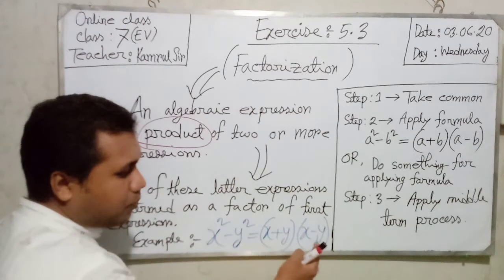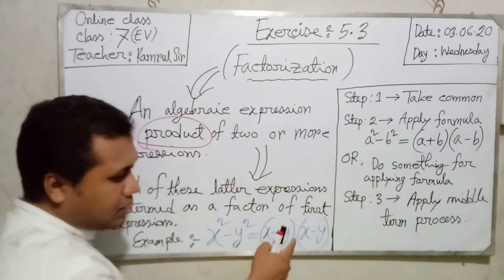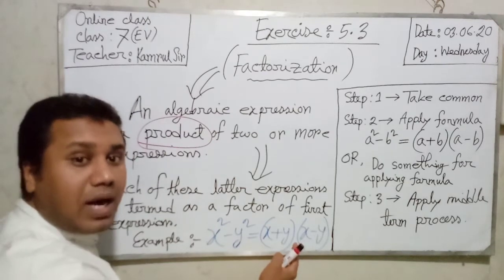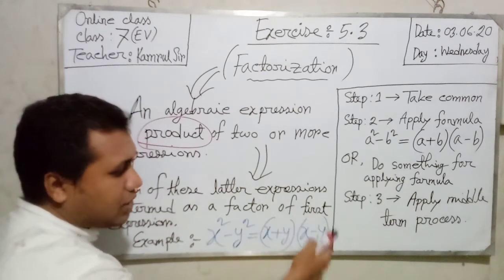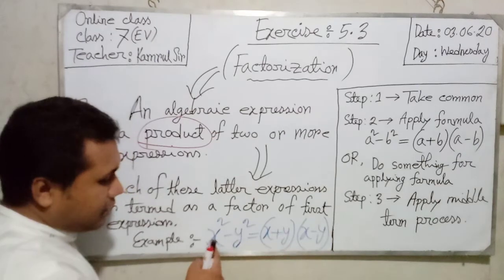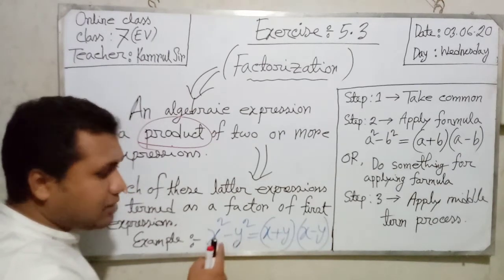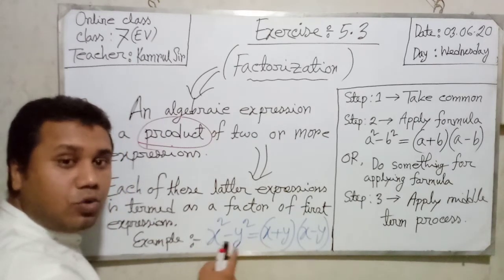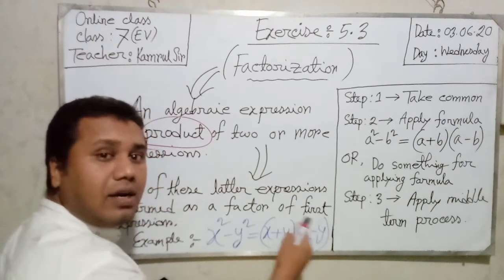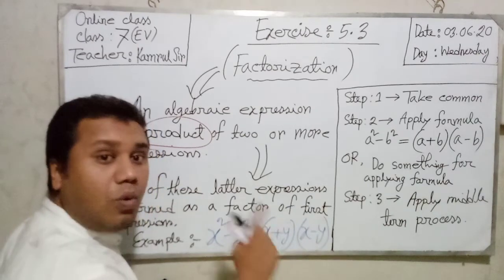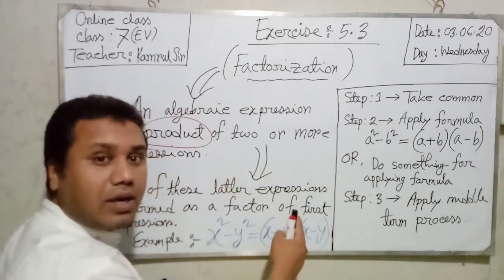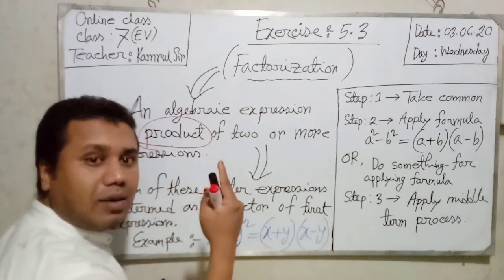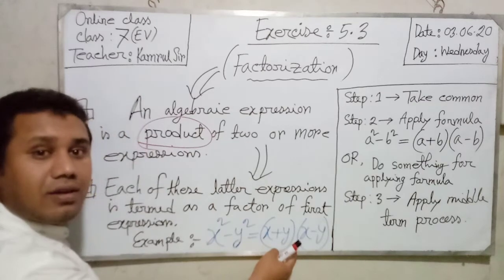Now look, this is the product of these two, because in this place there is a dot, that means a multiplication symbol. So in total this is a product, but here y square is subtracted from x square, so this is the term. Here there are two terms. But on the right side we can say there is only one term, a single term, because this is a product. This and this make one term as a product. So this is the factorization.